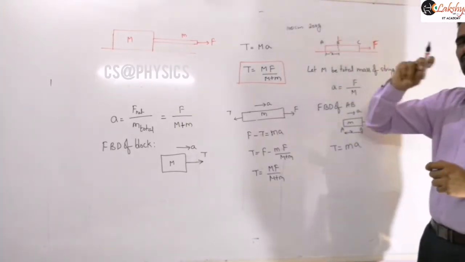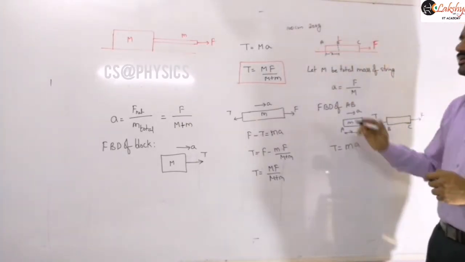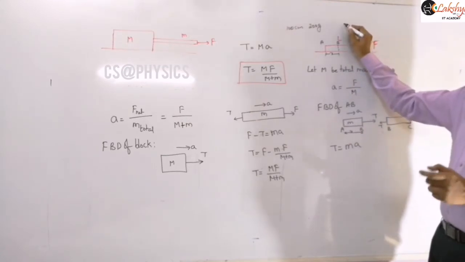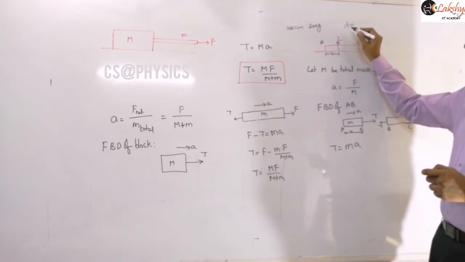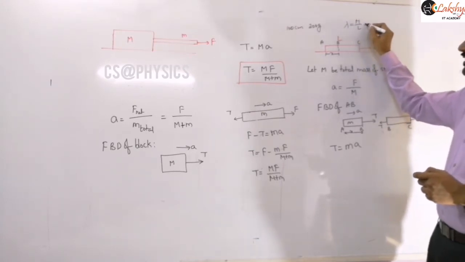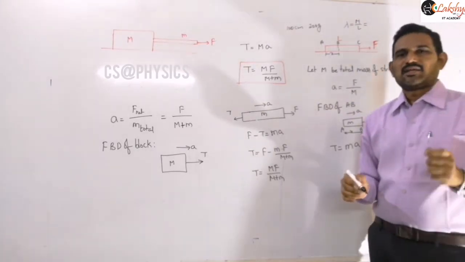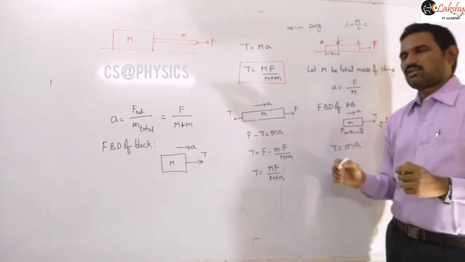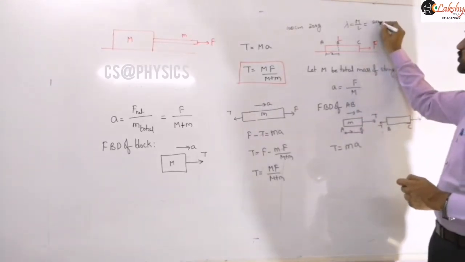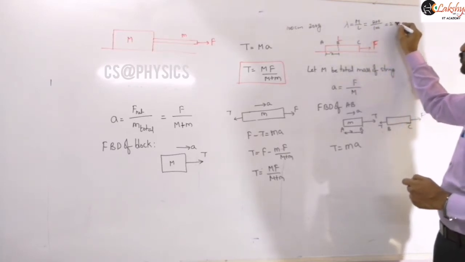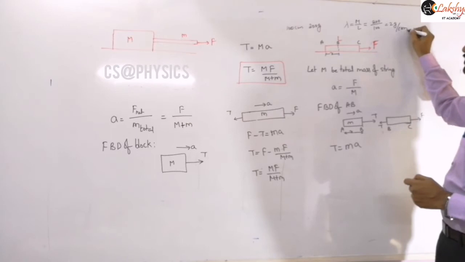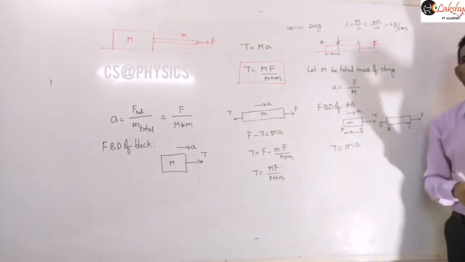Now that it is uniformly distributed, let us consider 1 centimeter. The mass of 1 centimeter is what we call mass per unit length, or linear density. Linear density means mass per unit length. So this value will be total mass by total length, 200 by 100, which is 2 grams per centimeter, right? So now it is called linear density.